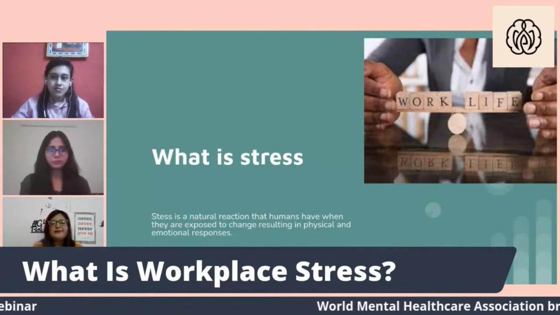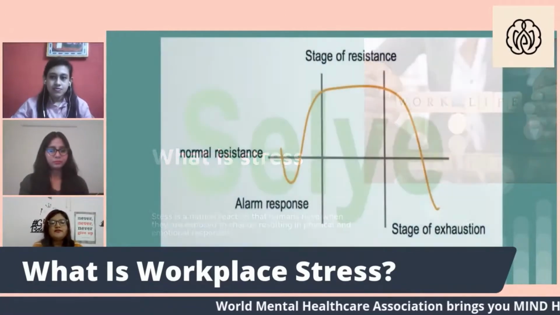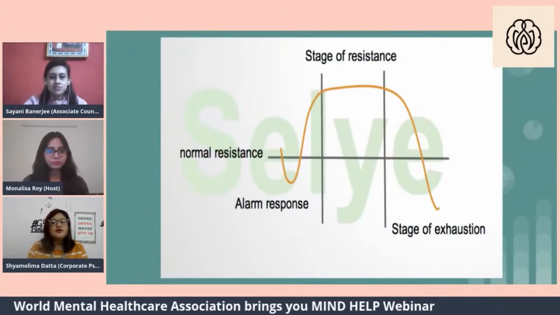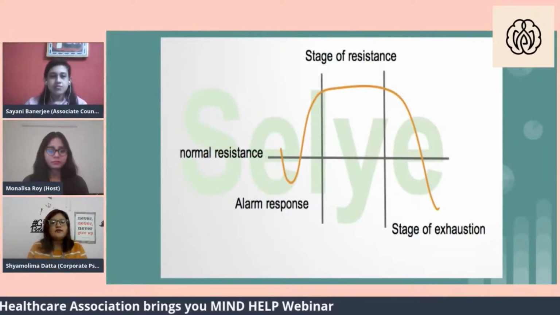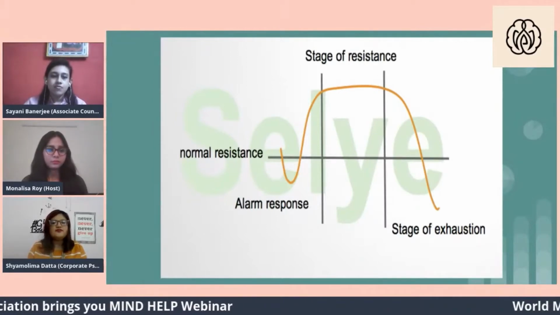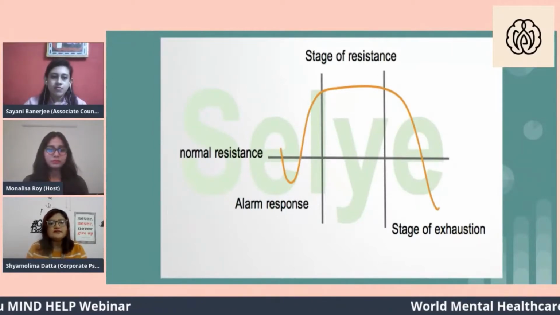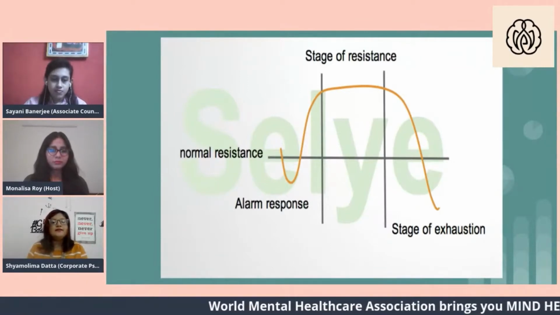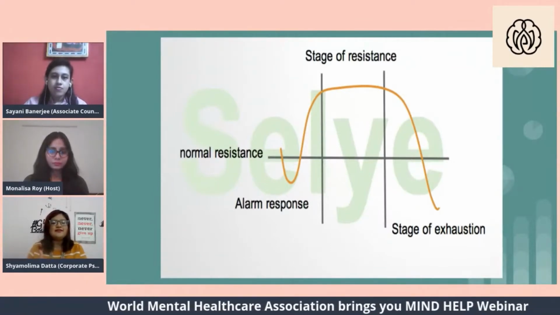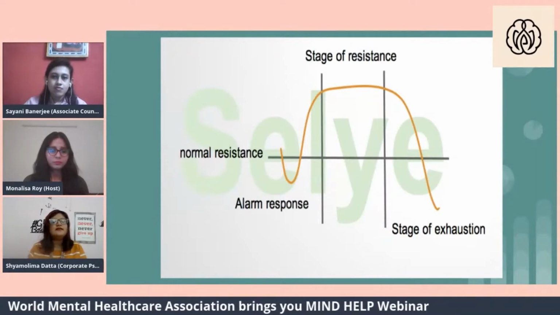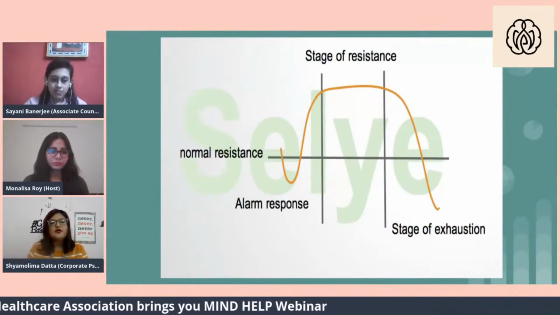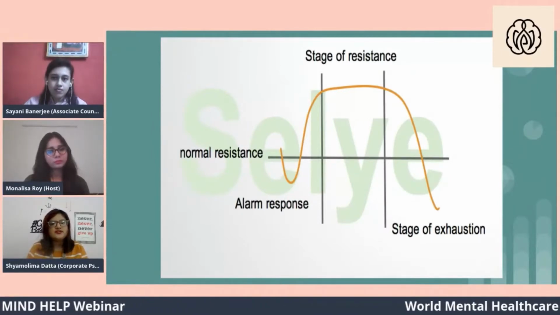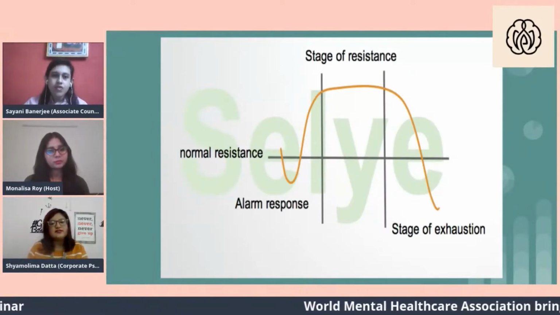One of the stress models was given by Dr. Hans Selye. He gave this model in which there are three stages of stress. One is the alarm stage, then you resist the stressful response, and then it leads to exhaustion. If you're not able to handle the normal responses, it will go to the stage of resistance, and then to the exhaustion stage.